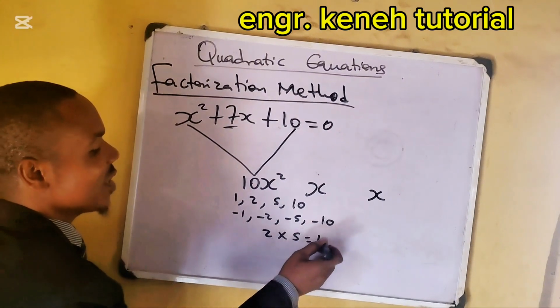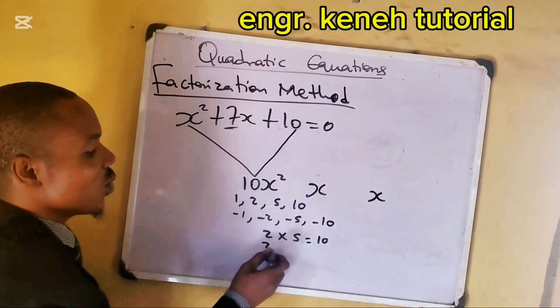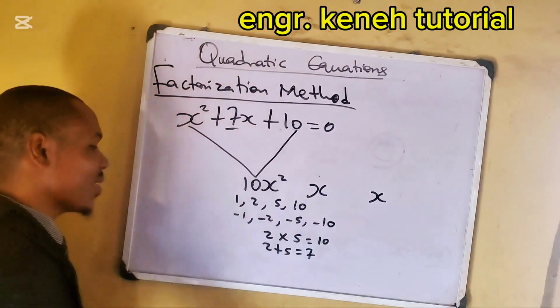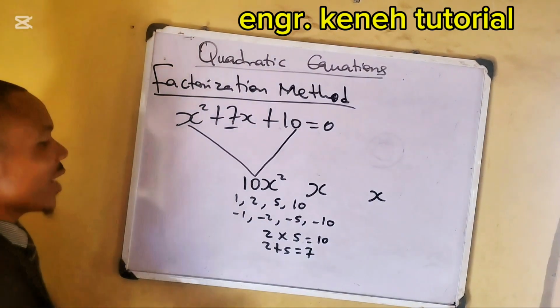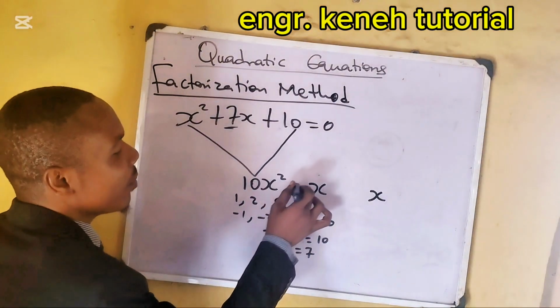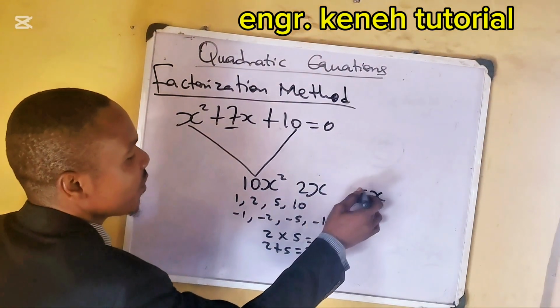I'll get 10. Can you see it? Then if I add 2 and 5, I will get what? 7, which is plus 7. Can you see that? So the two factors we are talking about here should be what? 2 and 5. So I'll come here and put the 2 in front of this and put 5.